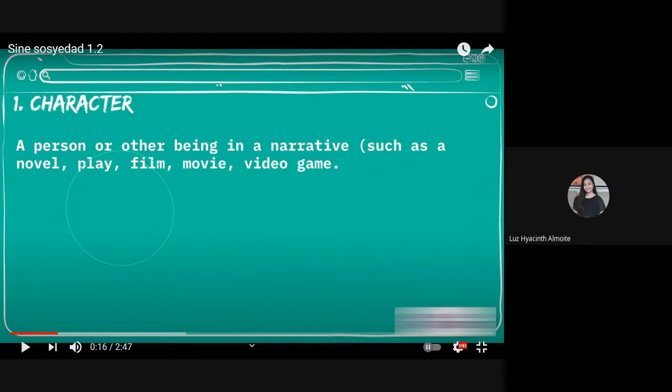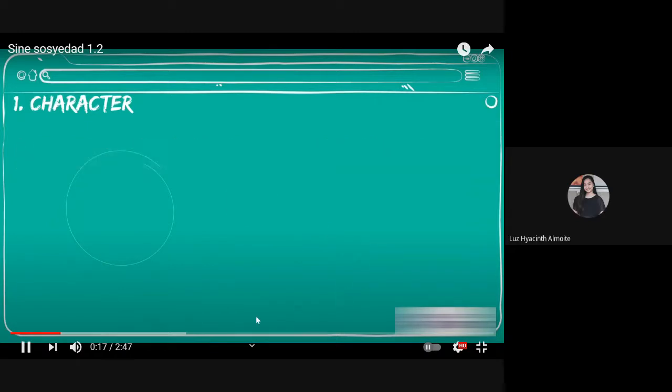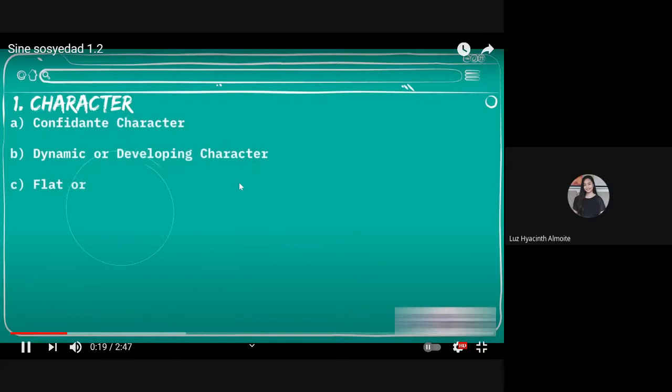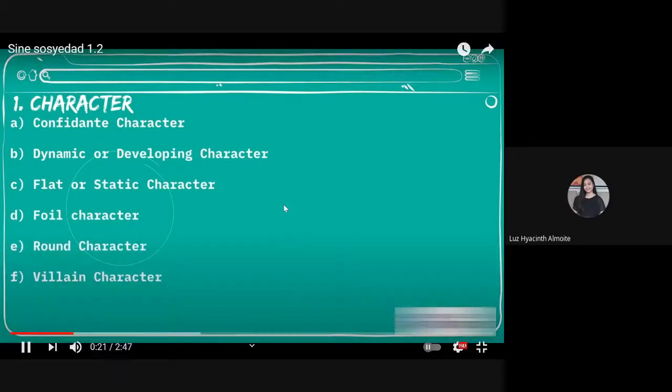So there are two types of a character. First is the protagonist. Works toward the central story goal. So ito yung bida. We also have the antagonist. It works against the goals. Ito yung mga kontrabida. And we have different kinds of characters as well. Confidante character, dynamic or developing character, flat or static character, foil, round, and villain character.